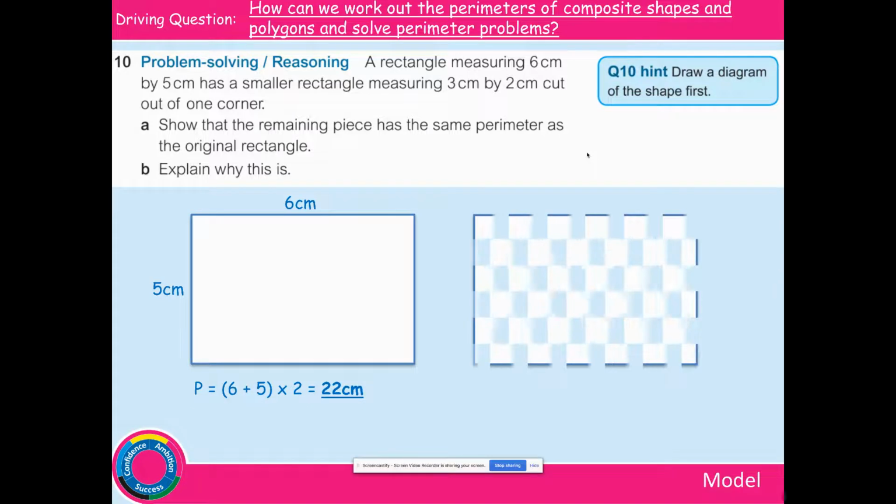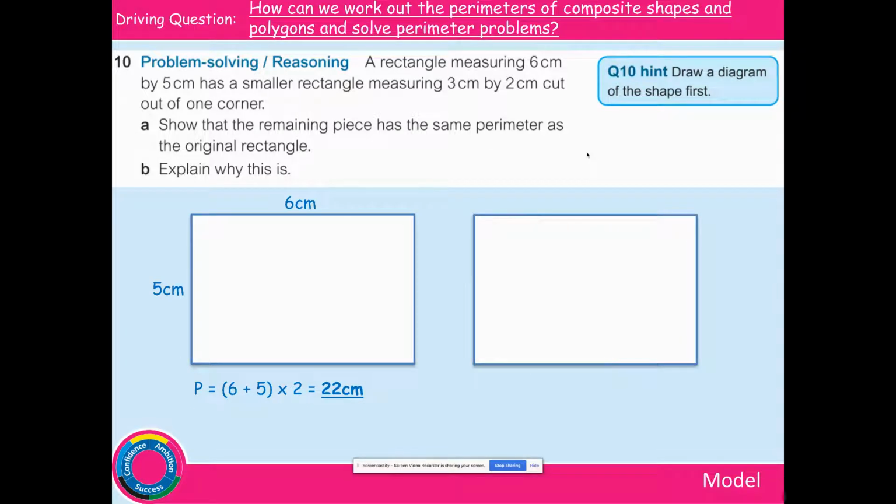Now here's our second rectangle, but this time we've got a 3 centimeter by 2 centimeter cut out of the corner. Okay, so let's just mark that on, 2 centimeters by 3 centimeters. So if this is 3 centimeters and the whole distance is 6, 6 take away that 3 will tell you this part is 3, that part is 3. So 3 add 3 does make 6 the whole length. And the same for this side.